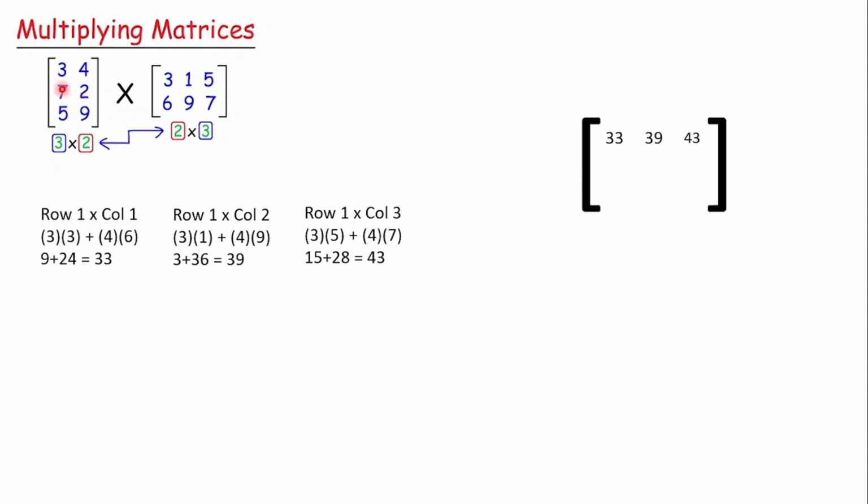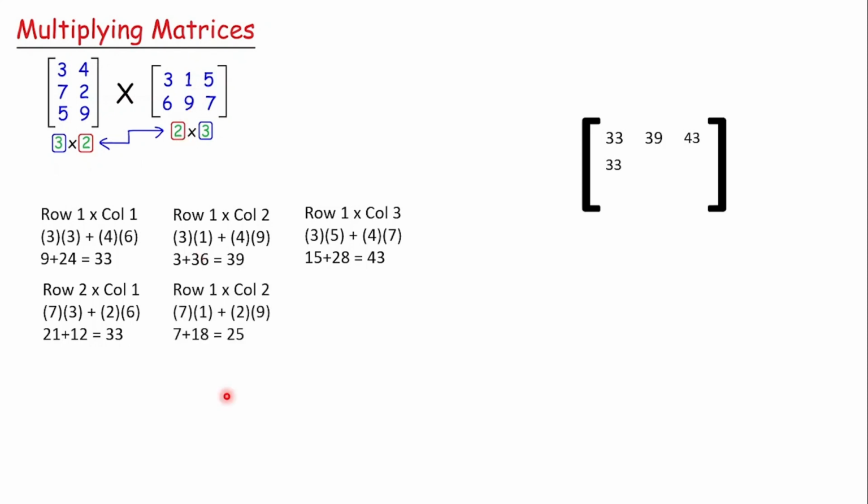7, 2. So 7, 2 times 3, 6. 7 times 3, 21. 2 times 6, 12. Add them together, you get 33. 33 comes back here, coincidentally. So next column now, this column here, multiply with the same 7, 2. 7 times 1, 7. 2 times 9, 18. Add them together, you get 25. So 25 comes right there. 7, 2 times 5, 7. 7 times 5, 35. 2 times 7, 14. Add them together, 49. 49 comes right here.